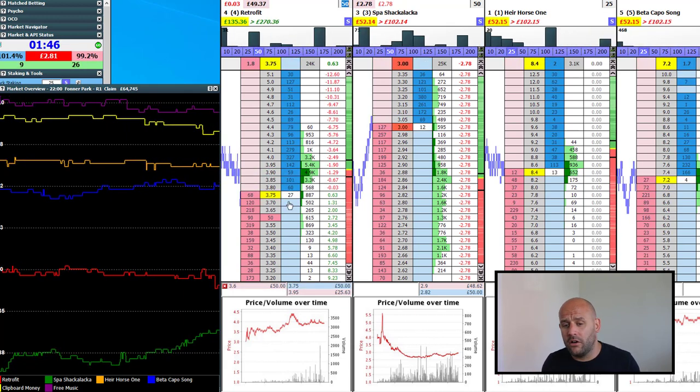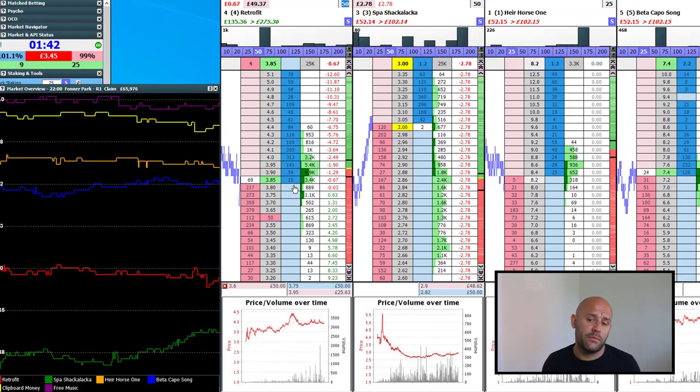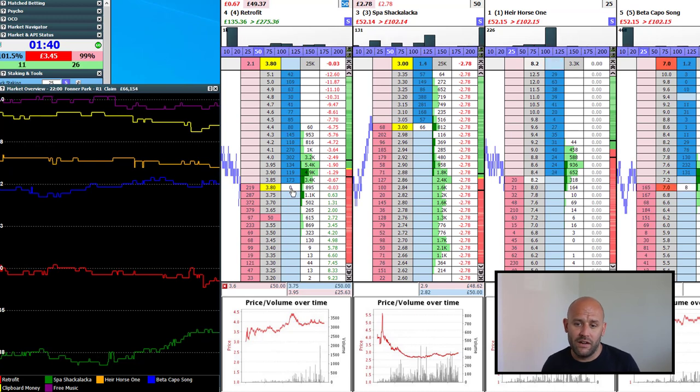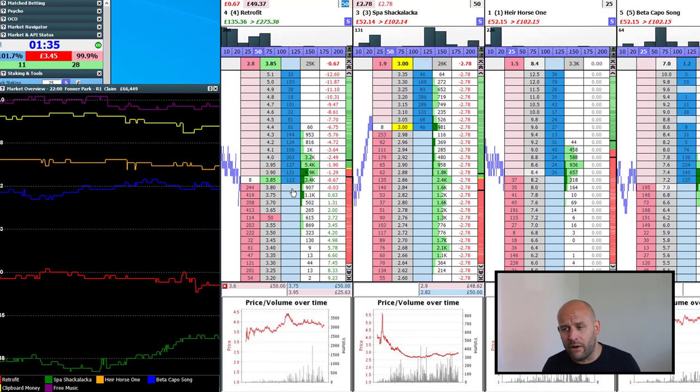So, turning a loss into a profit. Now I'm like, all right, if that one's going back out and that one's been overbacked previously, we're now going to back the favourite, because that has been struggling to drift any further than 4. We've seen it go up there several times.